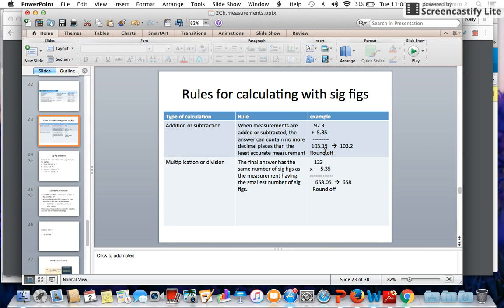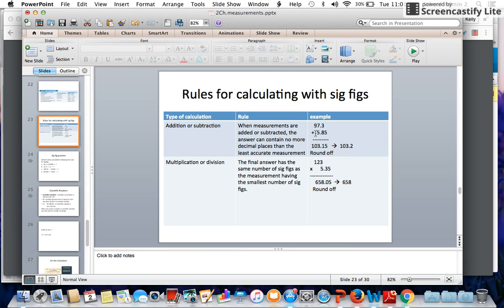When you put it in your calculator or do it in your head, you get 103.15. So we have to get rid of this last digit because we only want one number after the decimal point, because this measurement has only one, and that's our least accurate measurement. We're going to round because this is 5 or greater. We round up to 2, so it's 103.2. So that's what you do for adding and subtracting.